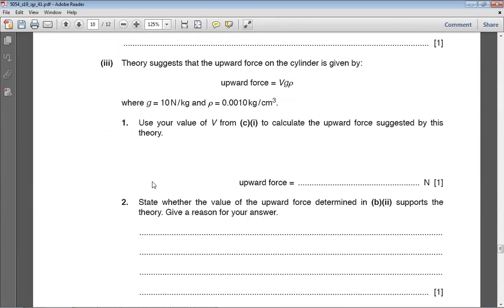Okay, so then the question is, that was a 1 mark question. He says, theory suggests that the upward force on the cylinder is given by upward force equals V G rho, where G is 10 Newton per kg and rho is 0.0010 kg per centimeter cube. So use your value of V from the C first part. If you look at your paper, C first part, the value of V is 73.7 centimeter cube, or you can say 74 centimeter cube, and just put that value here.